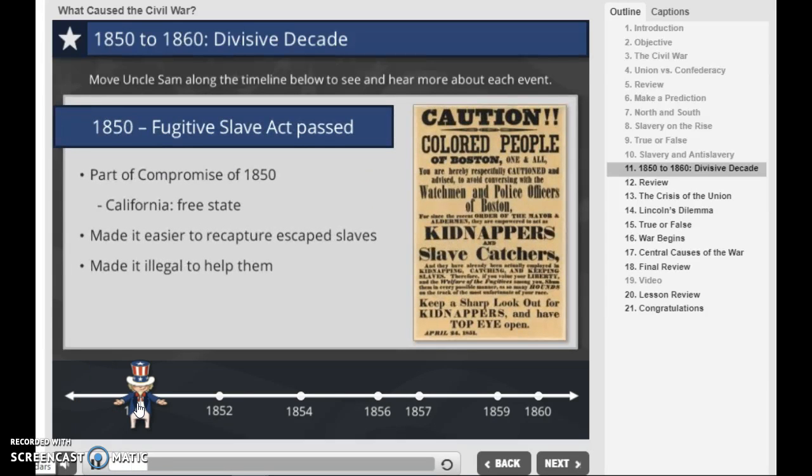1850. A federal Fugitive Slave Act was part of the Compromise of 1850 to balance out California entering the Union as a free state. This law made it easier for Southerners to recapture escaped slaves who were living in the North, and made it illegal for Northerners to help them. The law became extremely unpopular in the North.